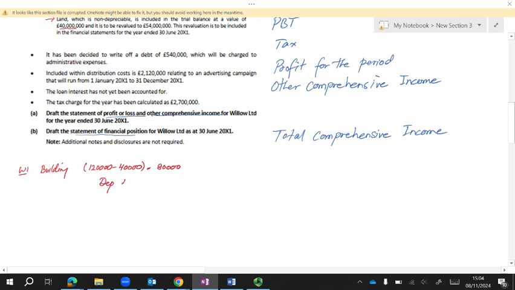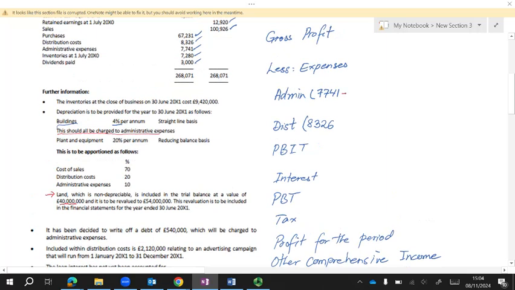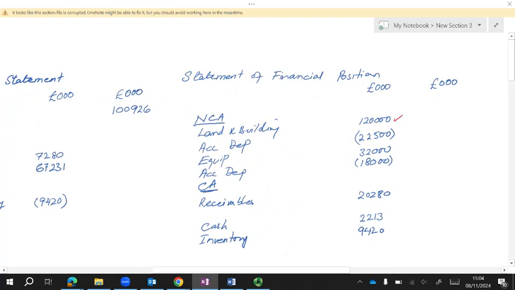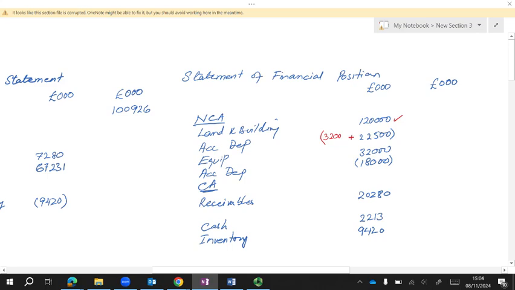The depreciation is straight line at 4%, and that will be 3,200. And then there is an information that this depreciation should be charged to administration expense. So in the administration expense, I am going to add 3,200, and in the accumulated depreciation, we will add 3,200. I need to add 2 here because it was erased. Now the total accumulated depreciation is 22,500 plus 3,200.